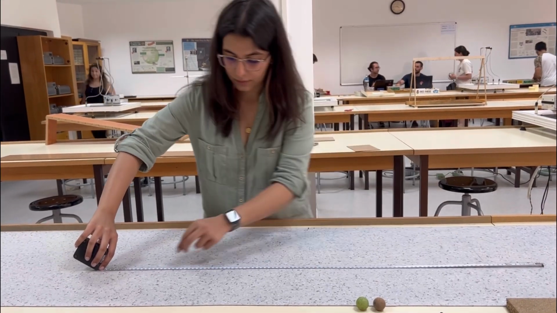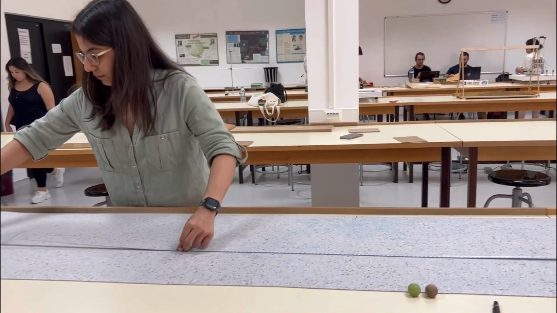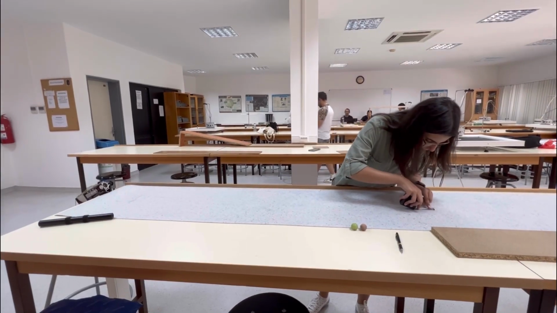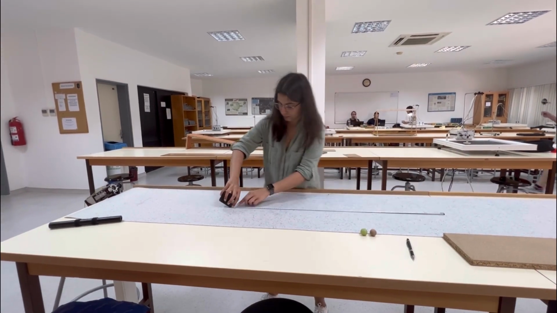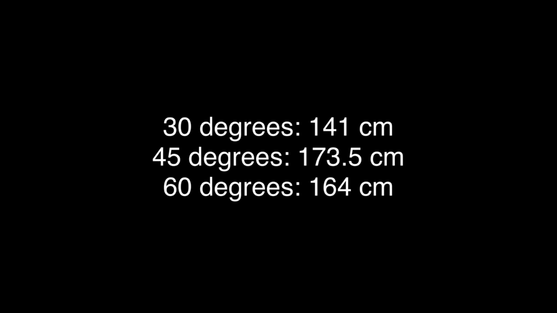After launching the projectile at different angles, I measured the distance traveled at each angle and wrote them down. The average range when the angle was set to 45 degrees is approximately 173.5 centimeters and is more than the distance traveled by the two other angles.